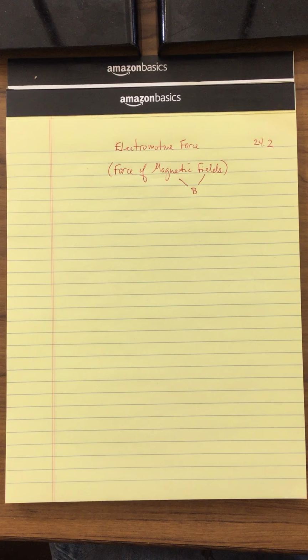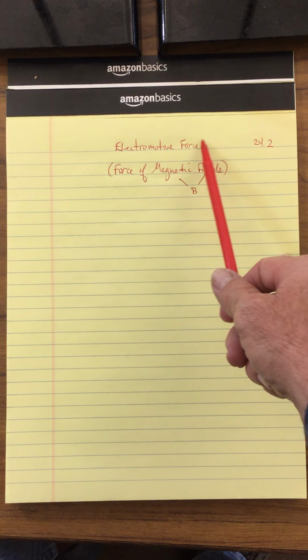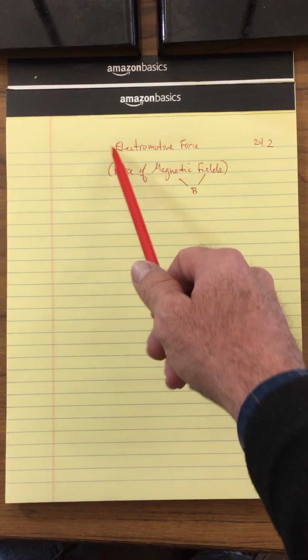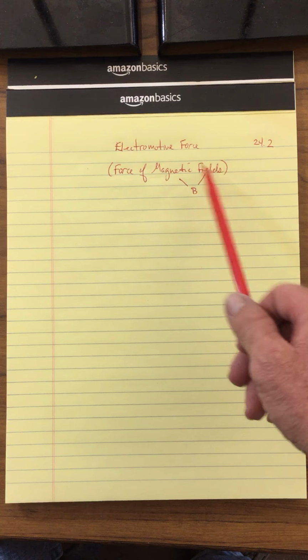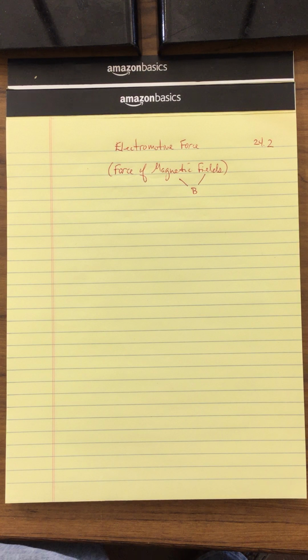This is going to be section 24.2, titled The Electromotive Force. It is the force of magnetic fields, and magnetic fields are going to be represented by the capital letter B. So this is a force that's generated by electrical currents that create magnetic fields, and those magnetic fields cause things to move. That's what this electromotive force is.